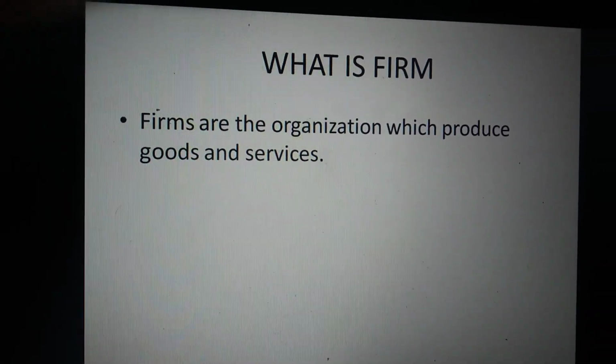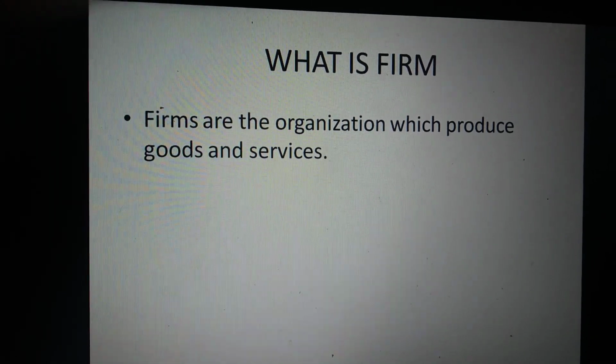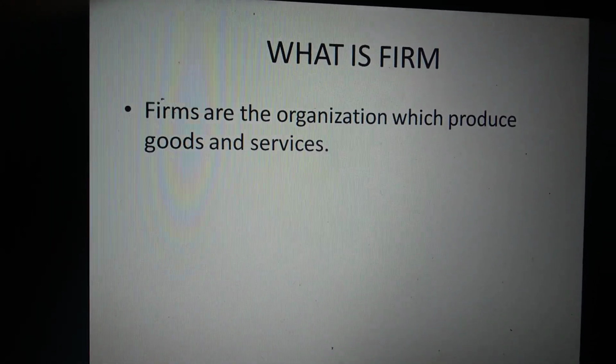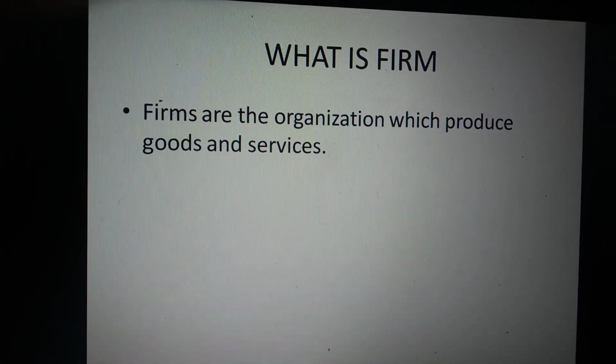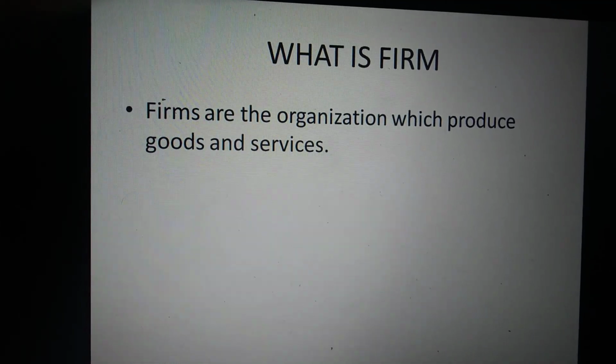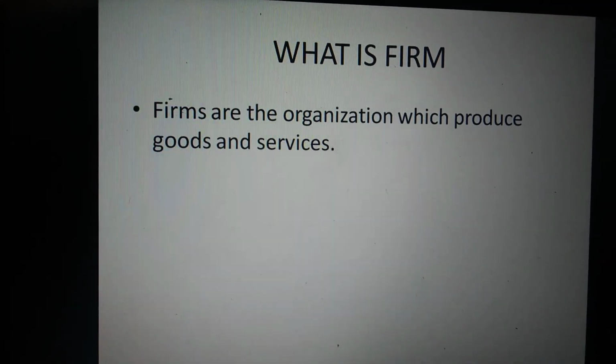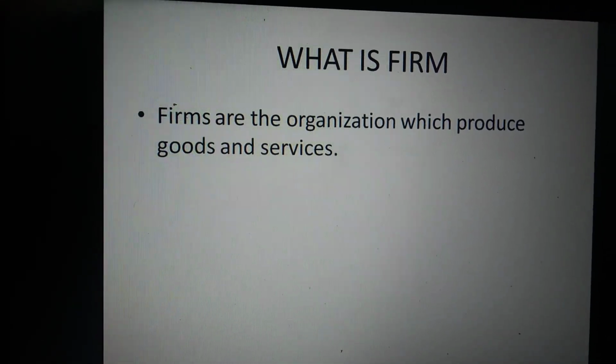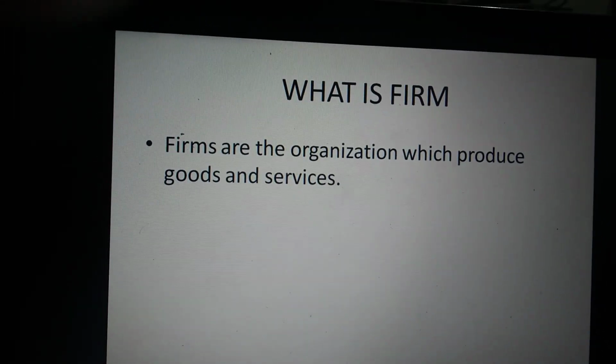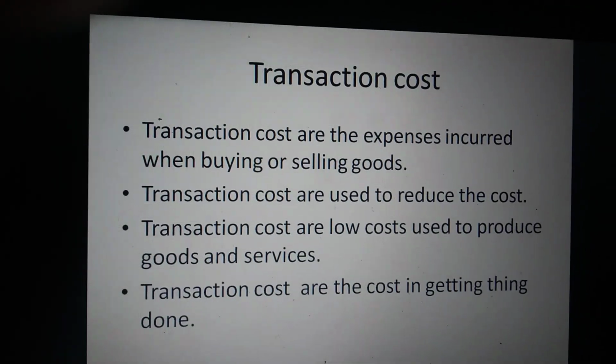A firm is an organization which produces goods and services for us. Basically, these are the firms which manufacture goods and services for our daily lives. A firm can operate with organizations, or a firm can operate with the market. After that, we have transaction cost.